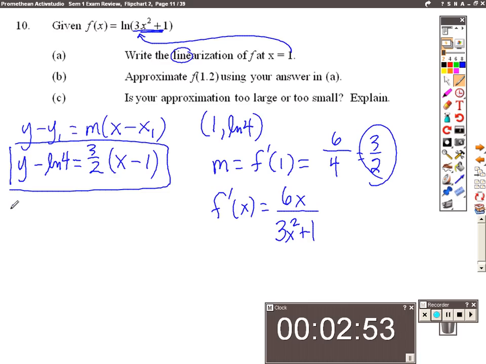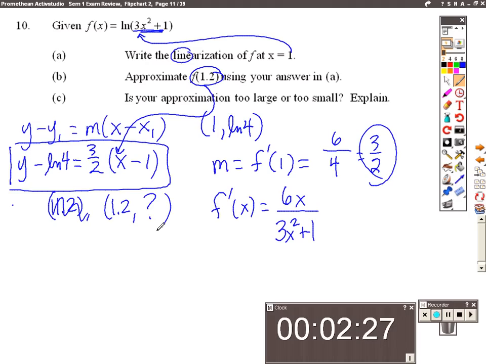Letter B asks you to approximate ln of 1.2 using your answer in A. So in other words, they want us to take 1.2, substitute it in place of x, and find an output value. And you can do that with your calculator. I'm not going to. So you would get 1.2, comma, whatever you get off your calculator as the y value.